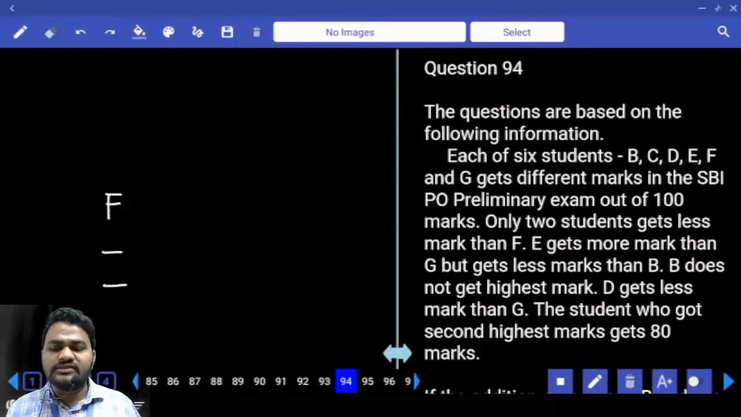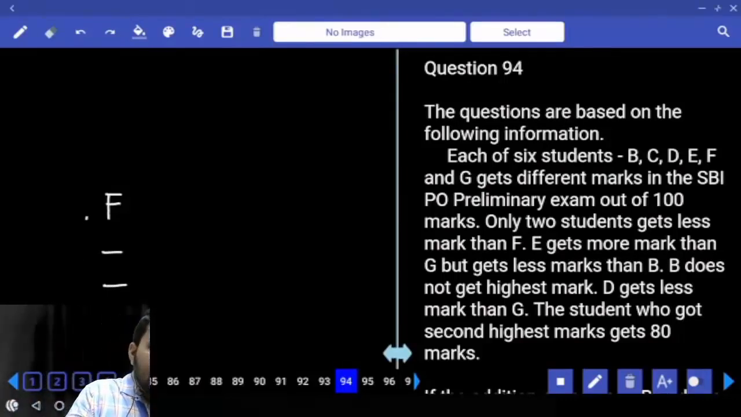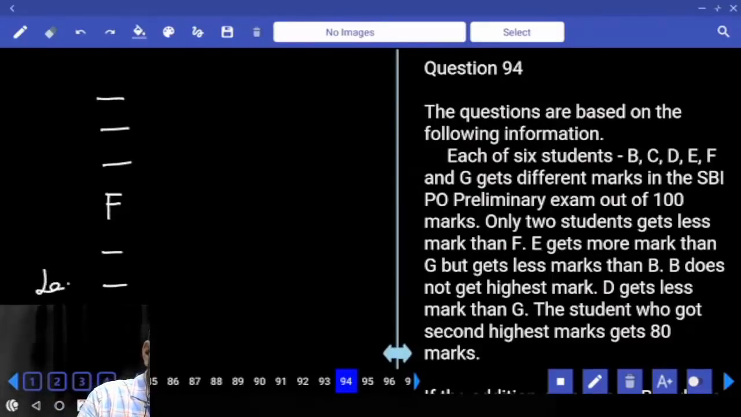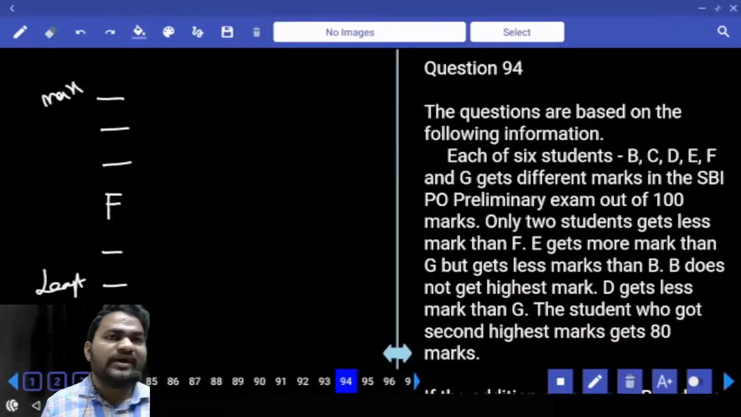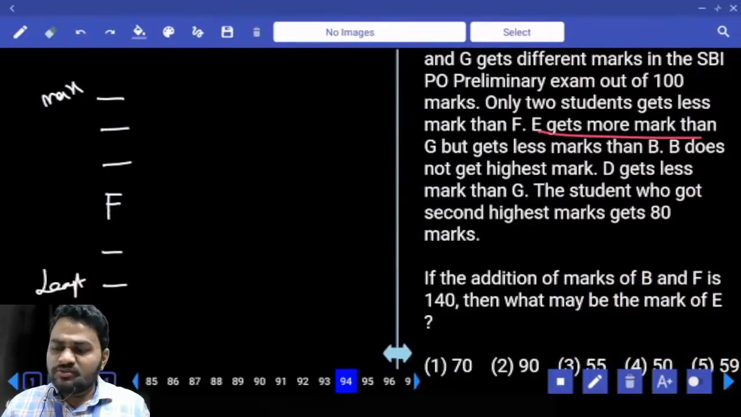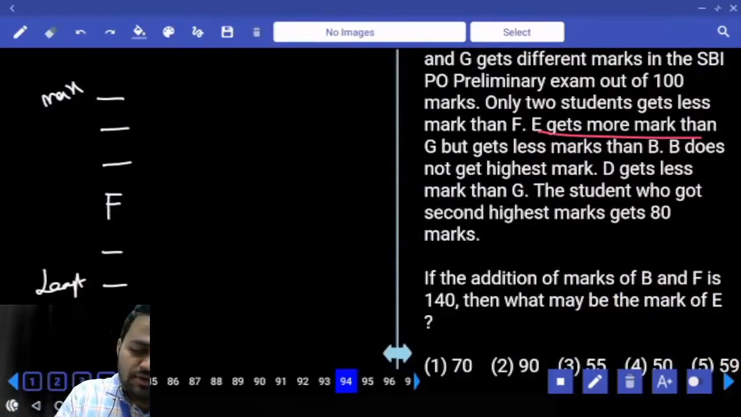We have a total of 6 persons. Less than F, you need to get only 2 persons. Then more than F, the remaining 3 persons are required. So it shows the one who is getting the least marks, and the one who is getting the highest marks, maximum marks. Next, E gets more marks than G.